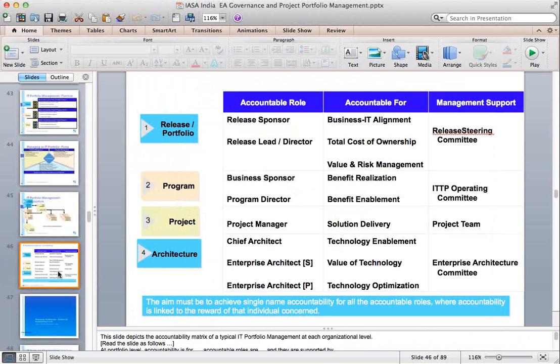Whereas a program director will be more of a business sponsor, with accountability for benefits enablement and realization, ensuring that a benefit is realized out of the program. That's done by the management support through an operating function. Individual project managers and architects we are quite comfortable with, because this exists in multiple places, but the orientation of the release portfolio and the program, what accountability each role has, for what kind of functions, and who supports them, is what this particular slide intends to show.